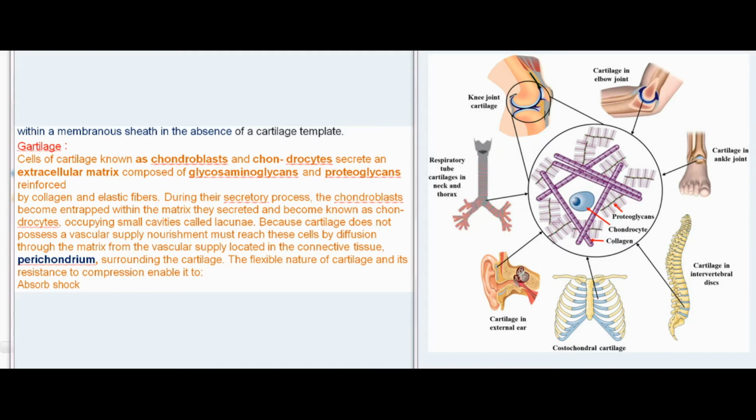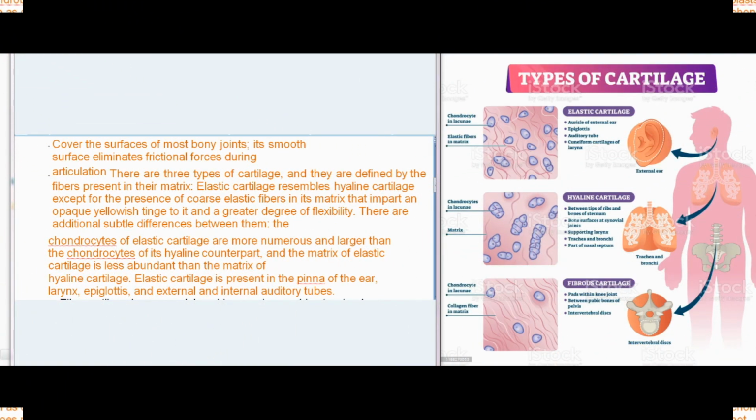The flexible nature of cartilage and its resistance to compression enable it to absorb shock and cover the surfaces of most bony joints. Its smooth surface eliminates frictional forces during articulation. There are three types of cartilage, and they are defined by the fibers present in their matrix. Elastic cartilage resembles hyaline cartilage except for the presence of coarse elastic fibers in its matrix that impart an opaque yellowish tinge to it and a greater degree of flexibility.